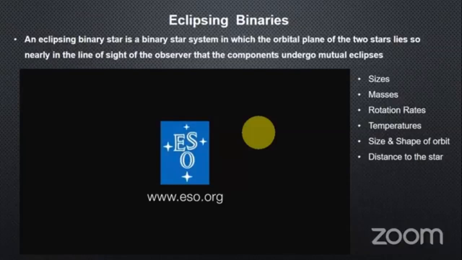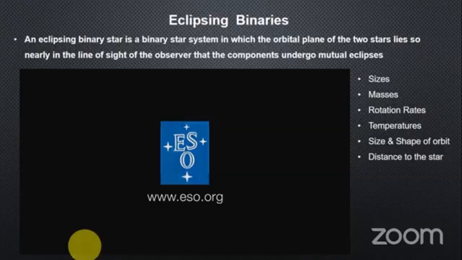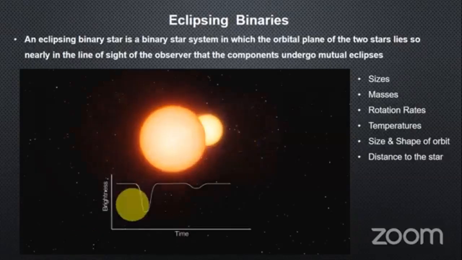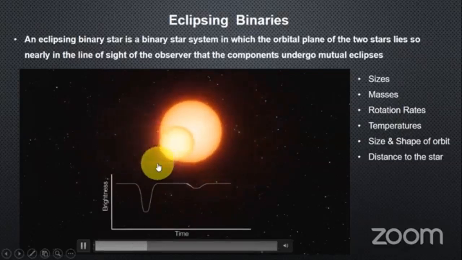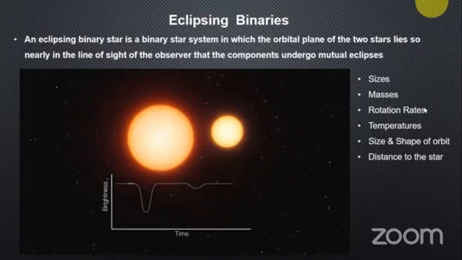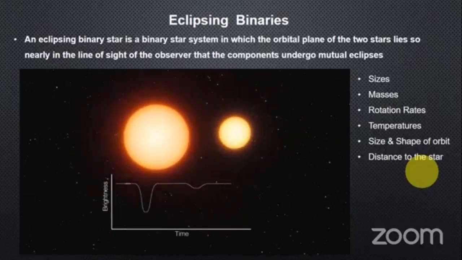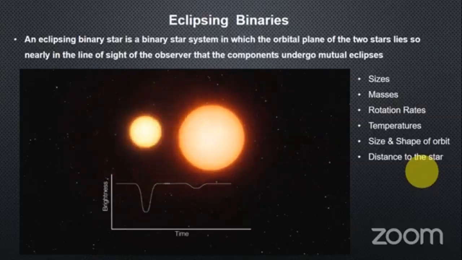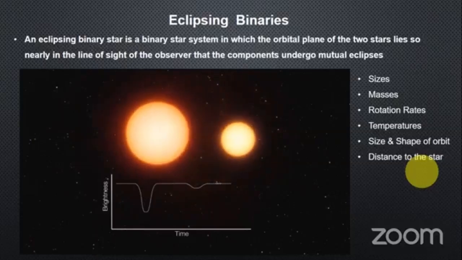Now we have what we call eclipsing binary stars. Eclipsing binary stars can be visual binary stars, or they can even be spectroscopic binary stars. They can be both. An eclipsing binary star is a binary star system in which the orbital plane of the two stars lies so nearly in the line of sight of the observer that the components undergo mutual eclipses.